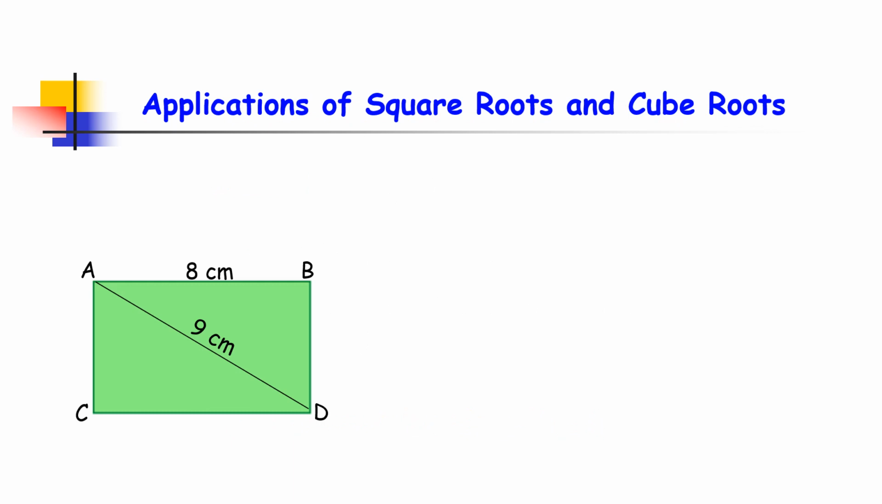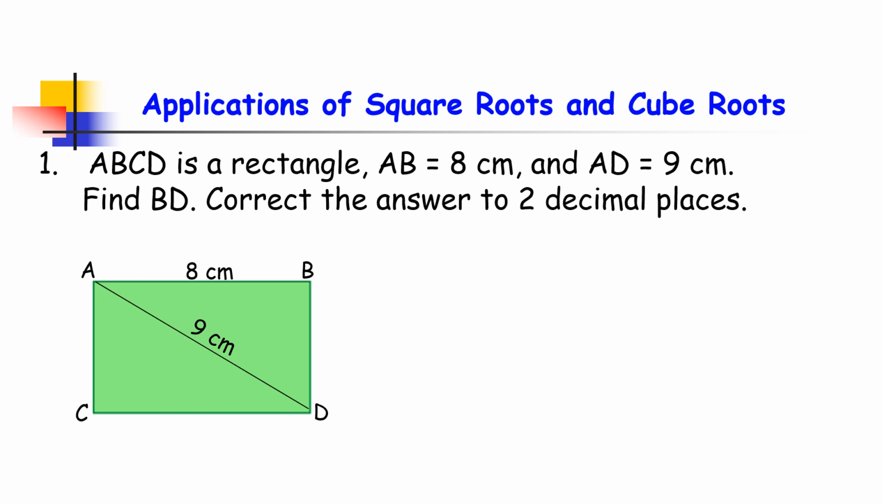So let us go on to applications of square roots and cube roots. Example number 1, ABCD is a rectangle. AB is equal to 8 centimeters and AD equals 9 centimeters. Let us find BD and correct the answer to two decimal places.